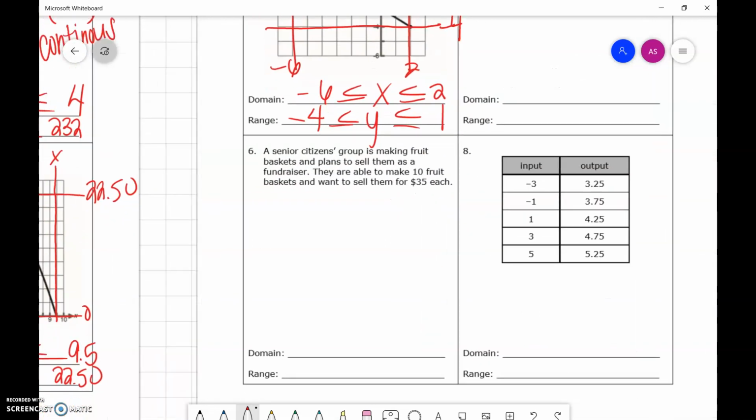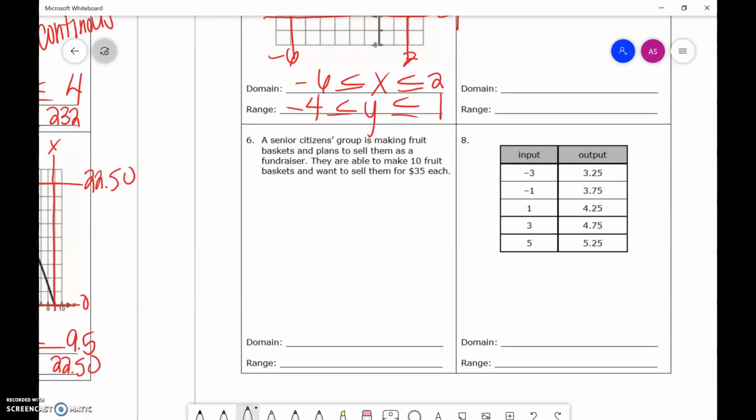All right, a senior citizens group is making fruit baskets and plans to sell them as a fundraiser. They are able to make 10 fruit baskets and want to sell them for $35 each. So we're reading about some senior citizens trying to sell fruit baskets to the community. They may have apples, mangoes, bananas. They probably grew it in their garden in their backyard because a lot of senior citizens have gardens. But anyway, you want to figure out what is your X and your Y.